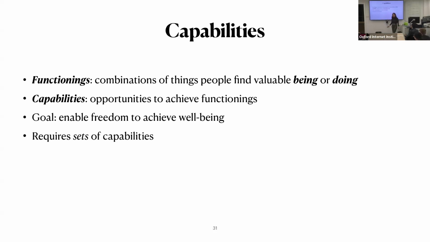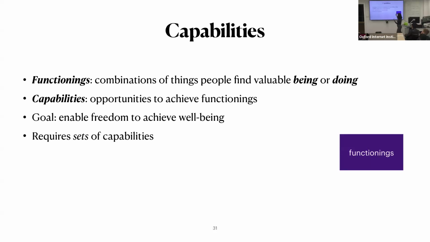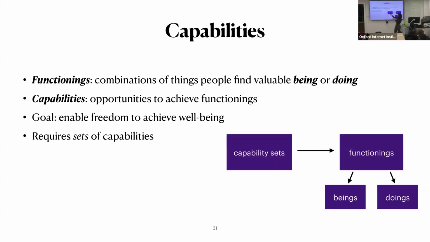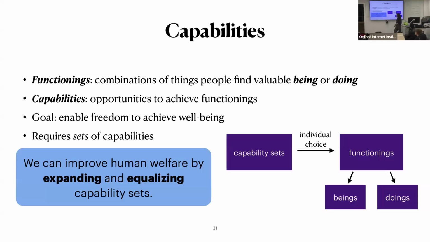One thing I really appreciate about the capabilities approach is that it's not necessarily prescriptive, in terms of saying everybody should go to college, but rather it's offering capabilities, so everyone should have the ability to go to college if they choose to do so. What capabilities hope to enable is the freedom and choice to then achieve well-being, however you define it. So, working backwards, the ultimate things are functionings, which are what you can either be or do. A set of capabilities enables you to achieve functionings that each individual can choose. And therefore, we can think of improving human welfare as either expanding or equalizing, to redistribute capability sets.